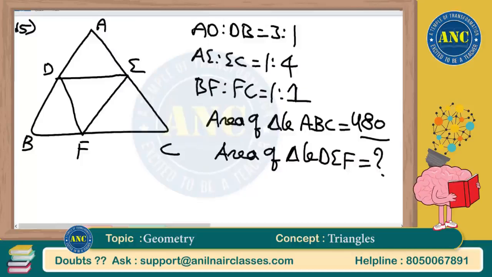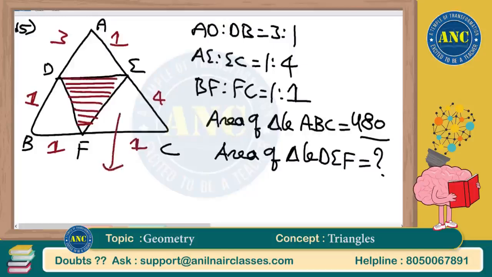Area of triangle DEF. This is 3, this is 1, this is 1. This is 4, this is 1, and it is 1. Very, very easy to determine the shaded region. Listen carefully. The shaded region we have to determine. So this is nothing but 4 parts out of 4 plus 1, 5.